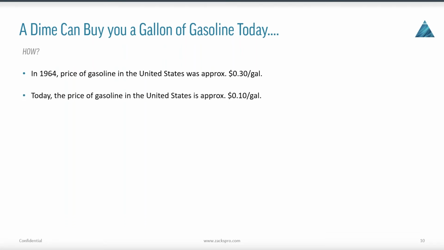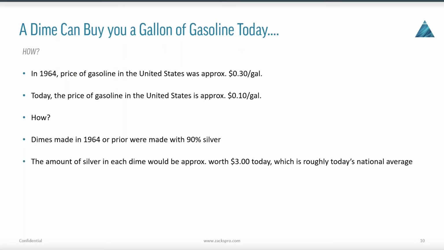Today, the price of gasoline is approximately 10 cents a gallon. So you might be saying, Meyer, what are you smoking, right? Gas is not 10 cents a gallon today. So how is that possible? What am I talking about here? Dimes made in 1964 or prior were made with 90% silver. Okay, so the amount of silver in each dime today would be worth approximately $3, right?